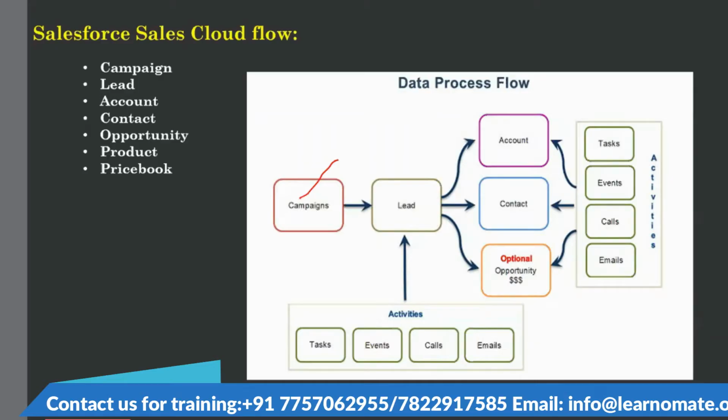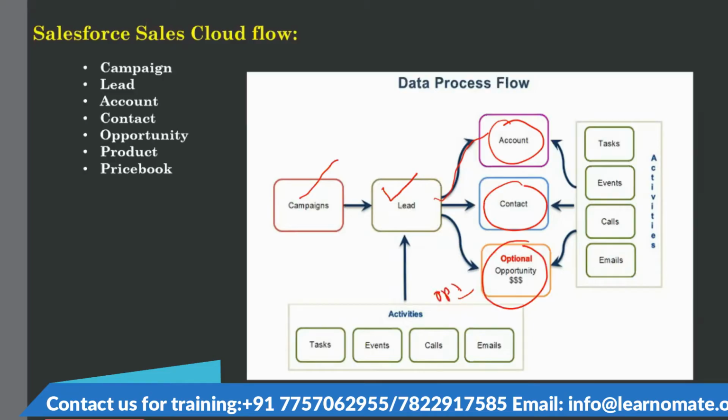Suppose there are 100 people over there, and out of that 100, two or three persons show interest in my product. Those people are the leads. So from the campaign we get the leads, and once the lead is qualified, we can create the account, contact, and opportunity for that particular lead.